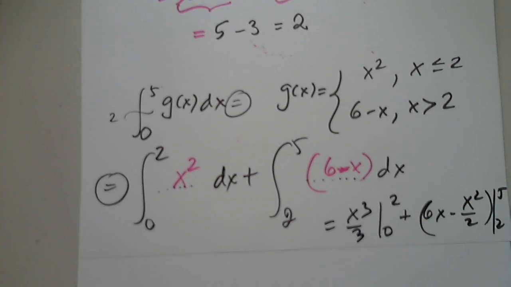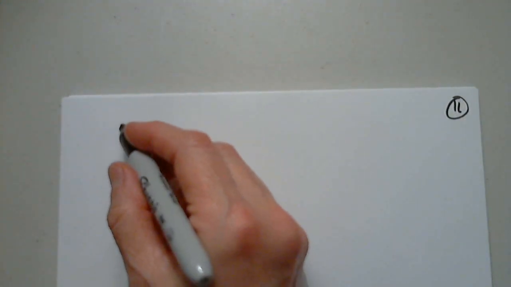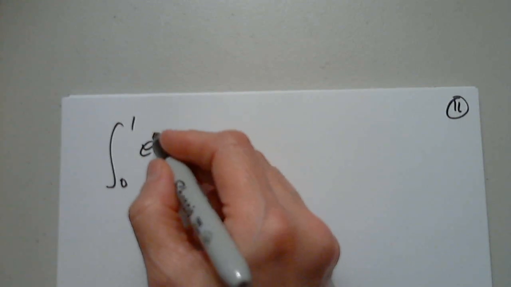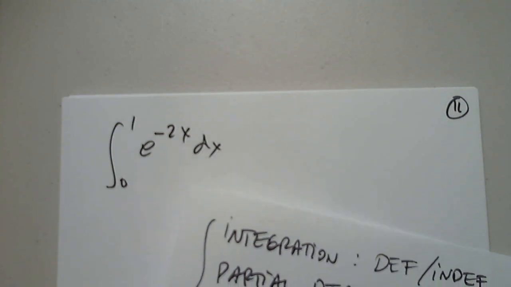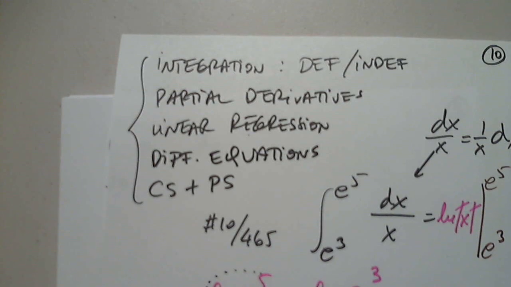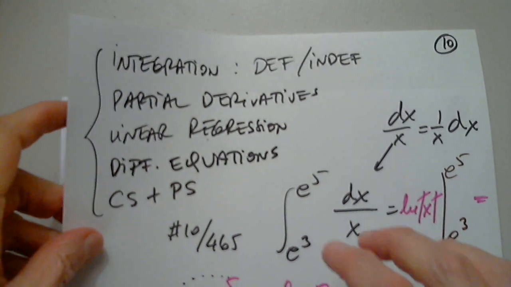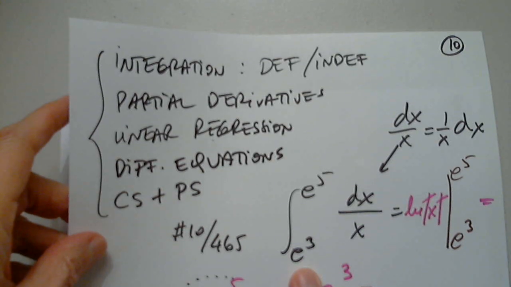Okay. So let's also look at 9. And that's my page 11. And the 9 we have 0 to 1 of e to the negative 2x dx. Also remember one very important condition. Whenever we calculate a definite integral, this function has to be continuous on this interval.